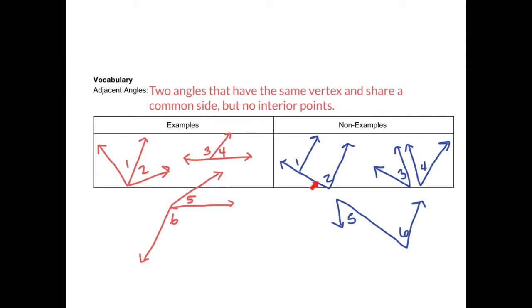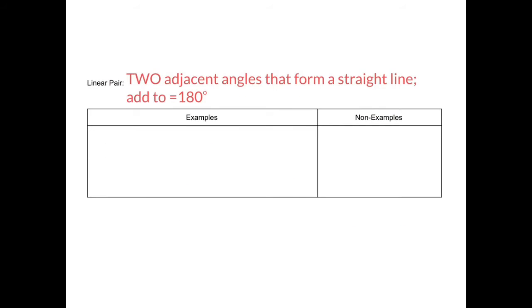And now some non-examples. Angle 1 and angle 2, though they are next to each other, do not share a common vertex. Same thing with 5 and 6. And 3 and 4 look like, if you smashed them together, they would be pretty similar to 1 and 2, but they don't even share a common side at all. So these are non-examples of adjacent angles. These are adjacent angles.